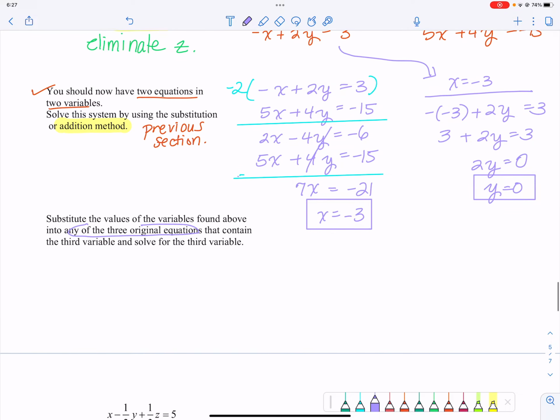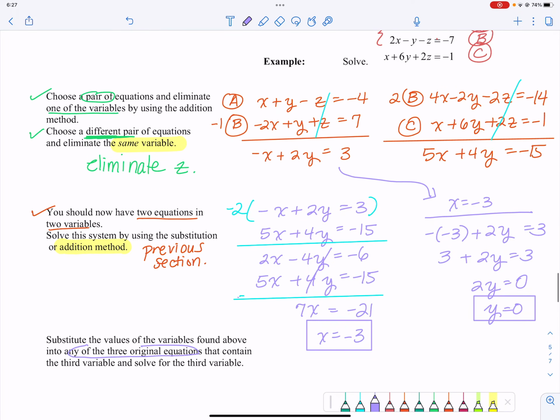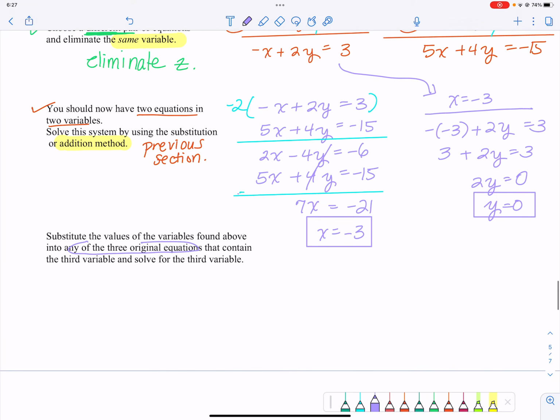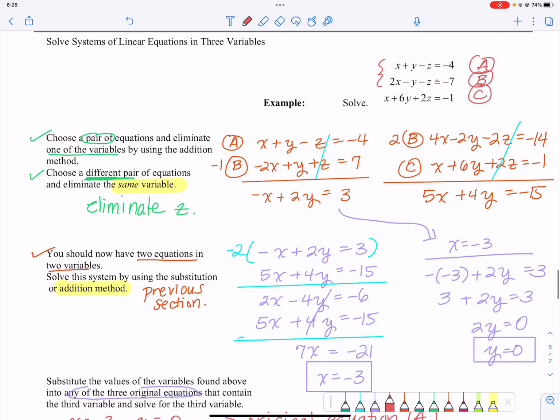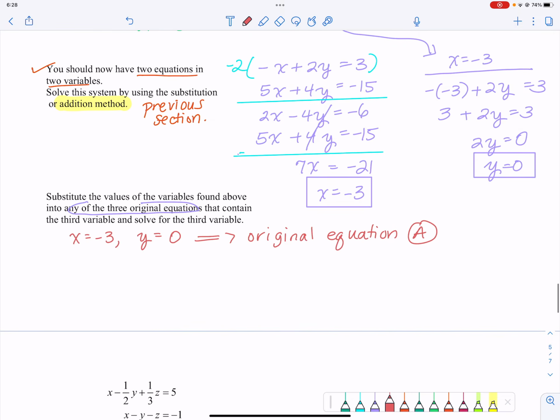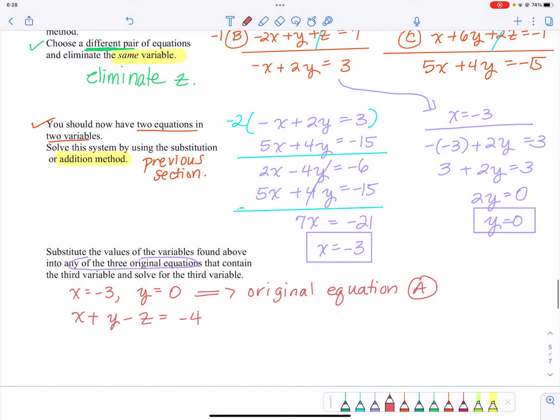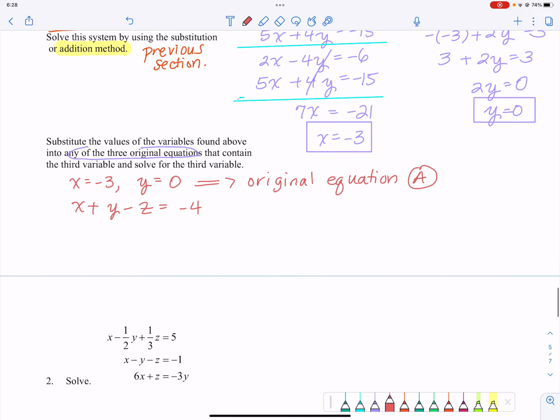So now we will go into any of the three original equations. Let's just use A. Okay, so going into original equation A, we have x plus y minus z. Let's write that out. And I think that was a negative 4. Let's go look. Yes.